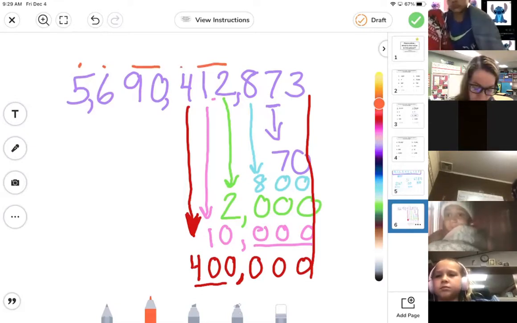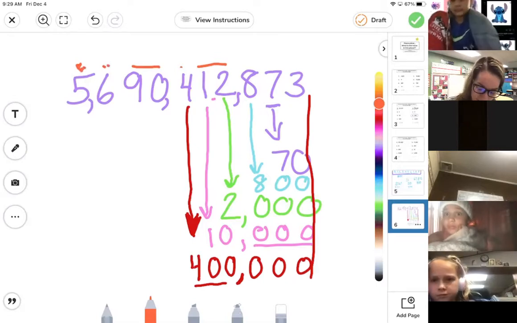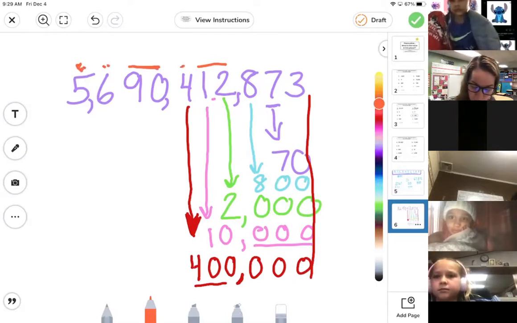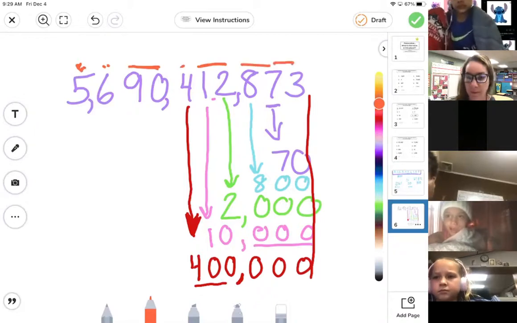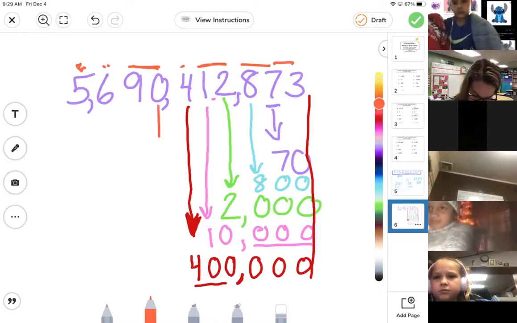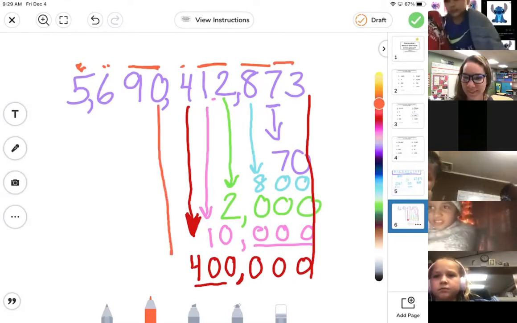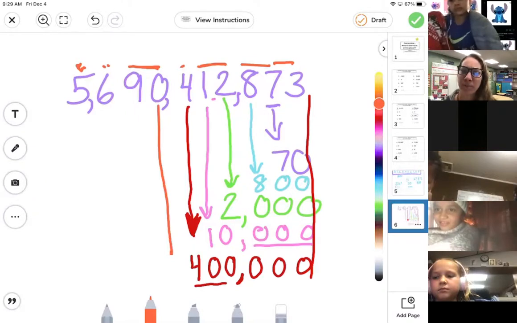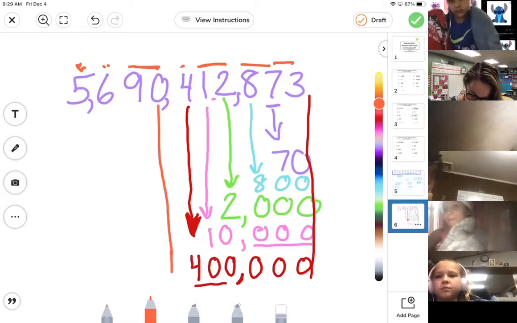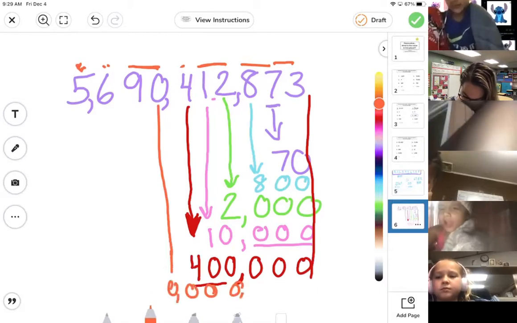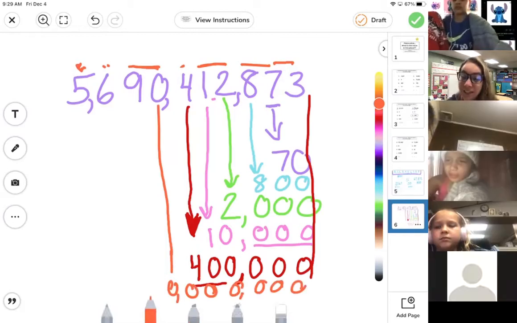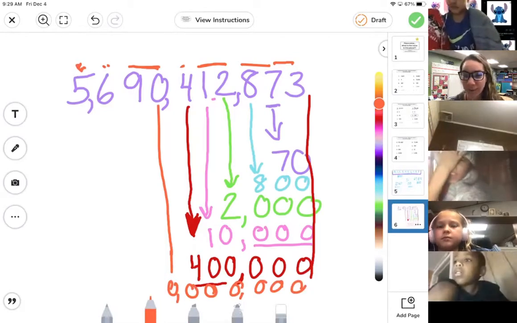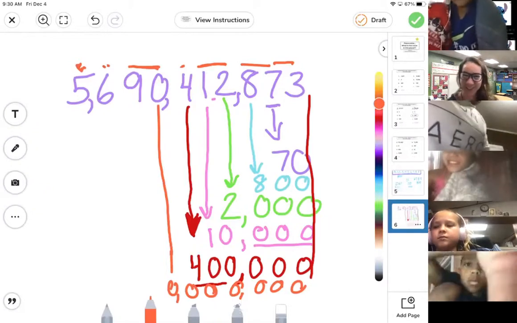Hold on, Miss Farmer messed up. 5,690,412,873. Can you tell me the value of this? 0. Yep. That is really good. And you probably are like, tell Ms. Farmer, that's super easy. But it gets tricky because I could do it like this, 0, 0, 0, 0, 0, 0, 0, but the value is literally 0. It's still 0. Okay. Awesome. Got an easy one there, kiddo.